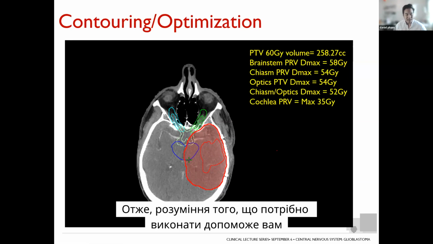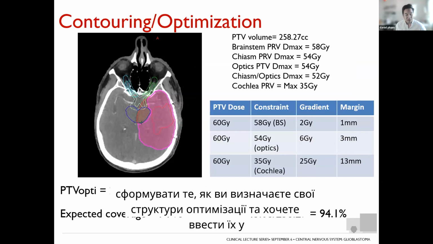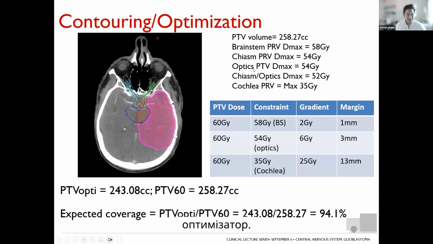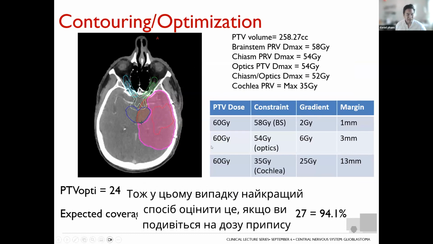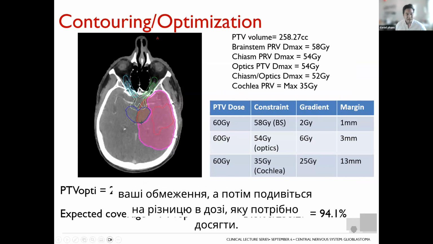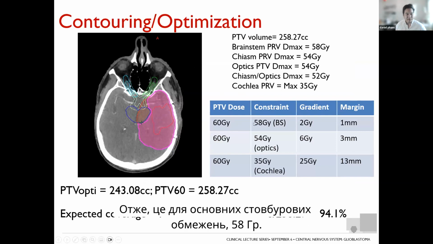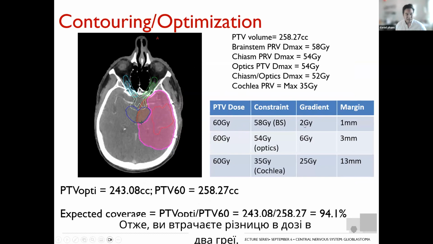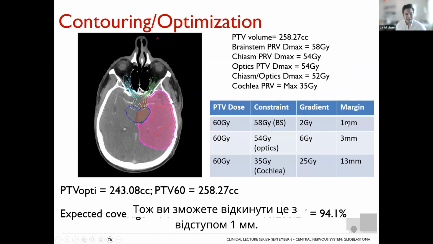Understanding what needs to be met will shape how you determine your optimization structures and what to input into the optimizer. In this case, the best way to evaluate it is to look at your prescription dose, look at your constraints, and then look at the difference in dose that needs to be achieved. So for the brainstem constraint, 58 gray, you're dropping a dose difference of 2 gray. So you should be able to drop that with a 1 millimeter margin.